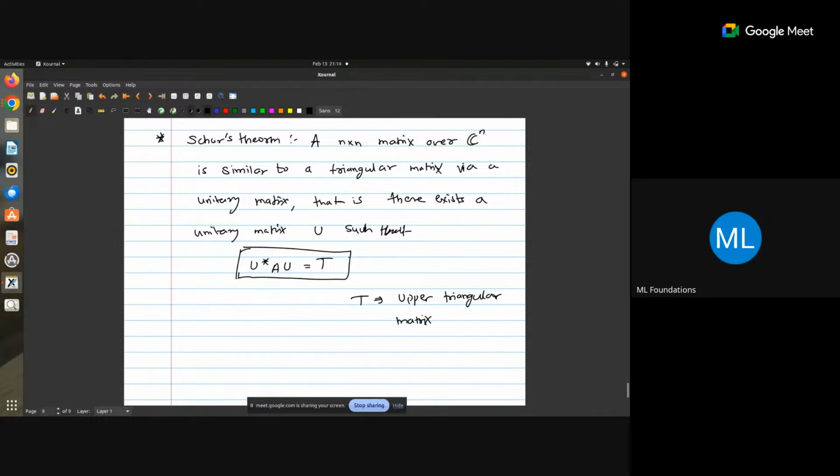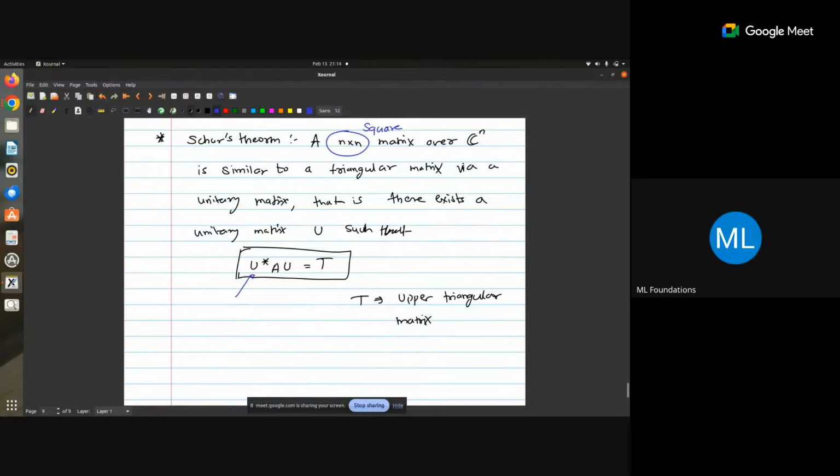So the proof is given to us. A must be an n by n matrix of the complex space. N by n is a square matrix. A square matrix is similar to a triangular matrix via a unitary matrix. What does it mean? Via the unitary matrix means there is some unitary matrix U. You have to find that kind of unitary matrix.